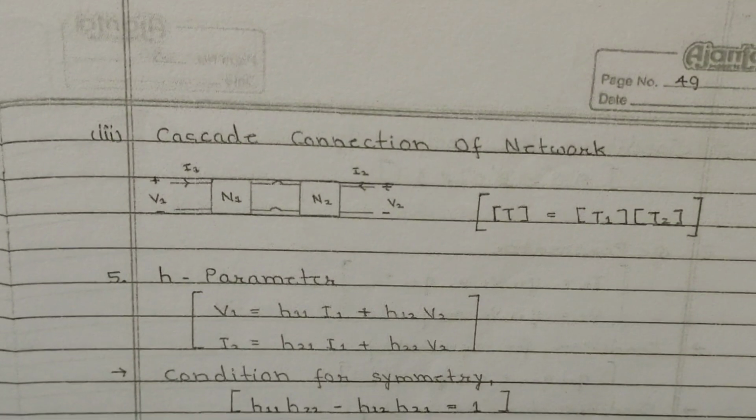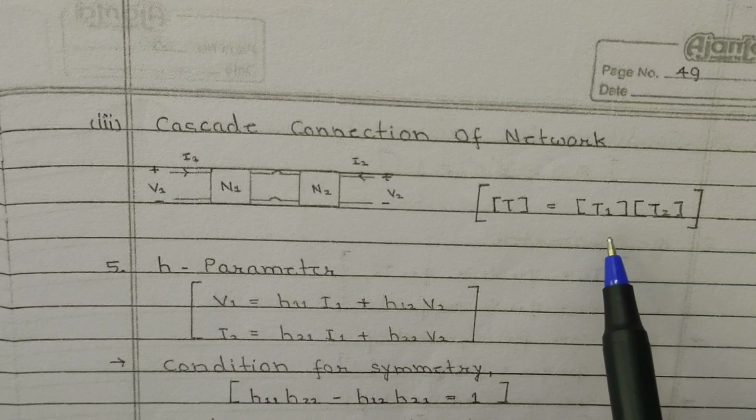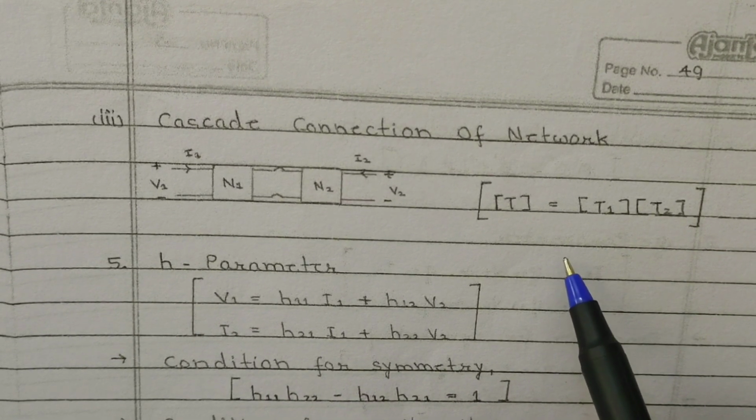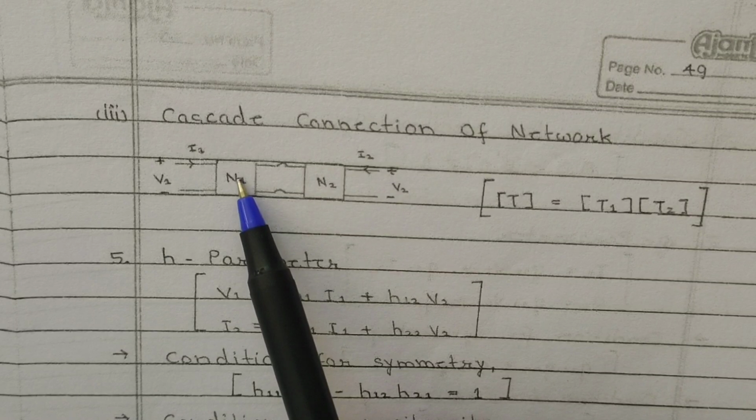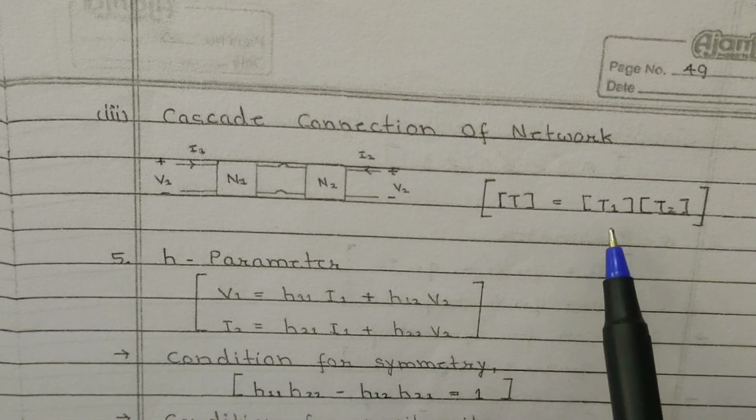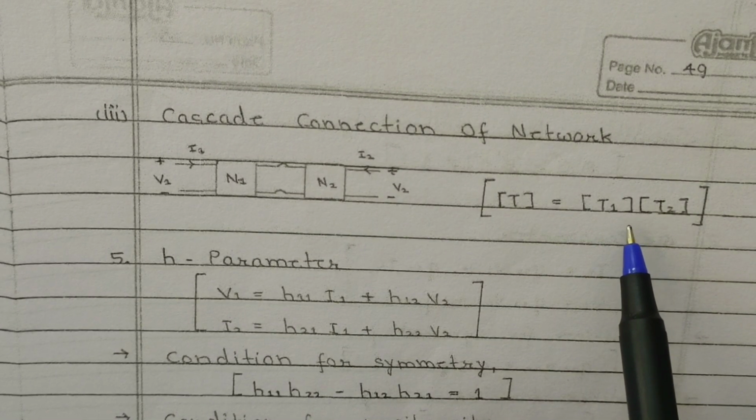For cascade of connections, we use the T network. We multiply the two T networks. See here, this is network 1 and network 2. That cascading will be represented by the T network.